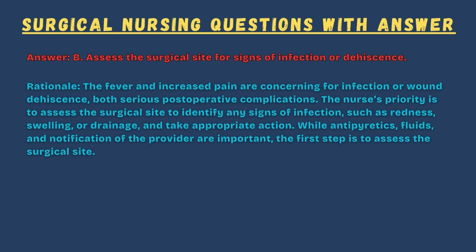Answer. B. Assess the surgical site for signs of infection or dehiscence. Rationale. The fever and increased pain are concerning for infection or wound dehiscence, both serious postoperative complications. The nurse's priority is to assess the surgical site to identify any signs of infection, such as redness, swelling, or drainage, and take appropriate action. While antipyretics, fluids, and notification of the provider are important, the first step is to assess the surgical site.